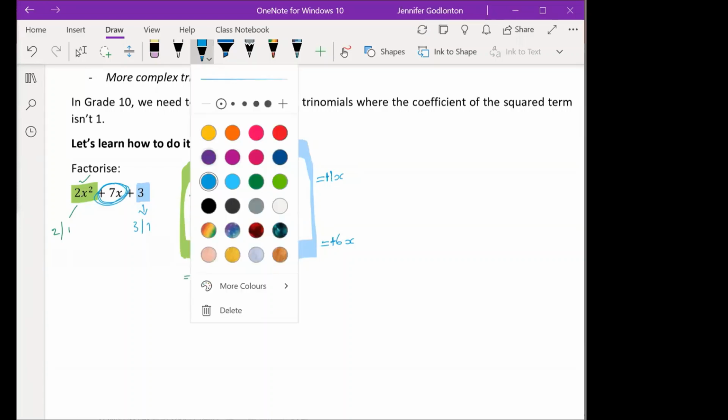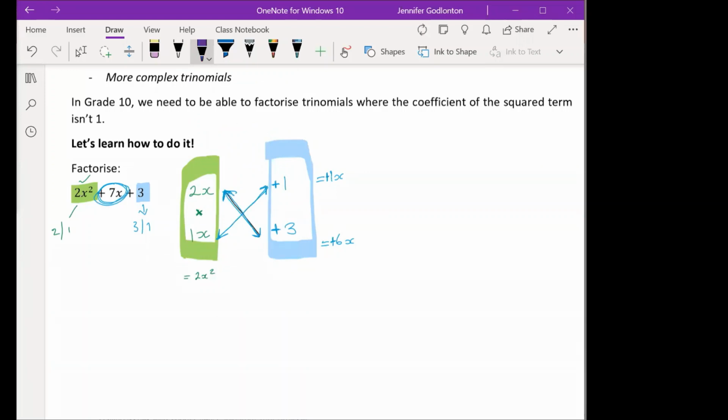And this is now, once we figured that out, this is my one bracket, and that is my second bracket. And so my answer here is (2x + 1)(x + 3). So that's the first way. The crisscross method is we work with our first coefficient to get this green part, and then we work with our constant to get the blue. Does anyone have any questions about the crisscross?